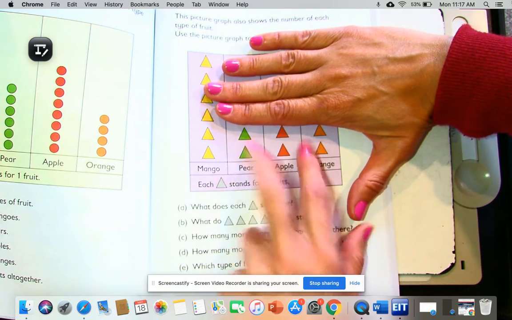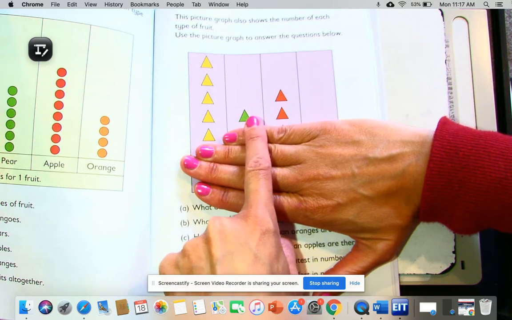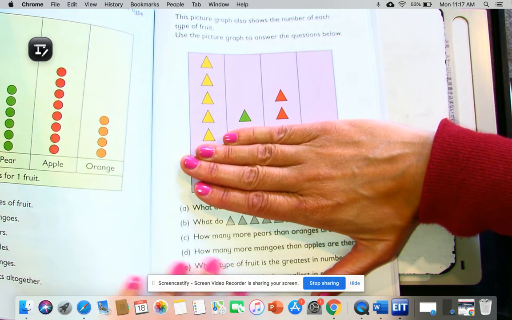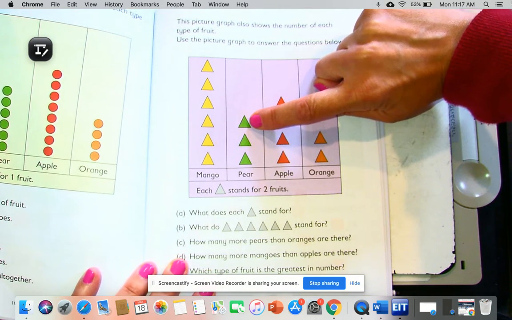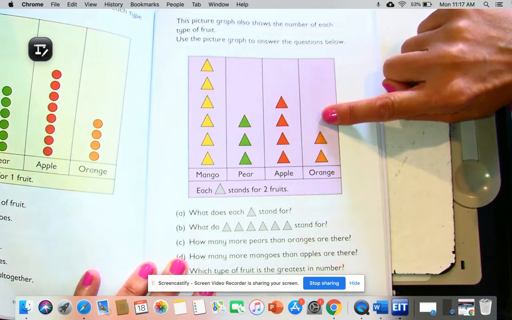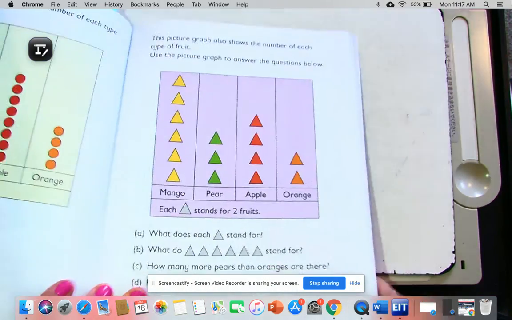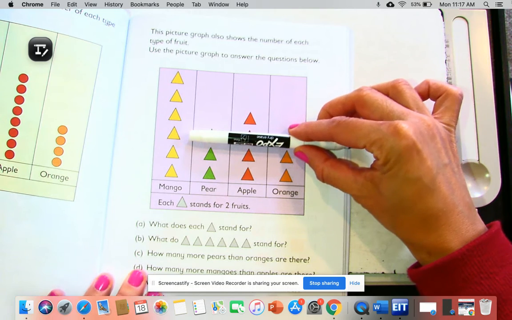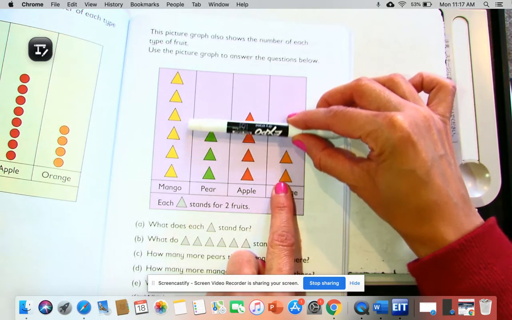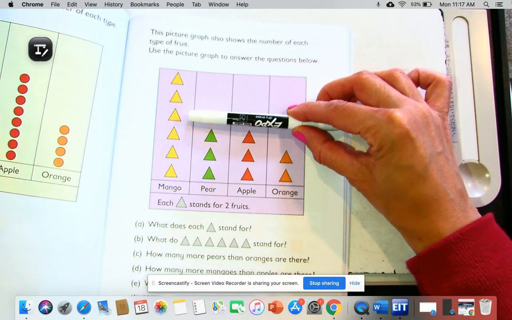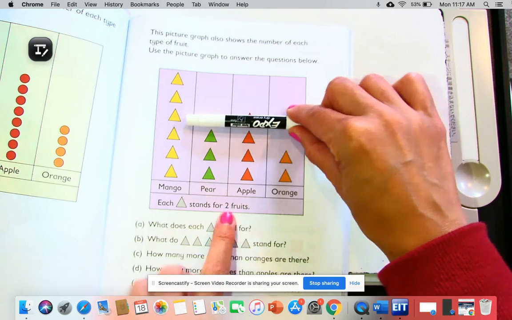And then we can block those out with our hands and see that there is 1 more triangle for pears. And we know that this triangle stands for 2 fruit. So there are 2 more pears than oranges. You could also use your pencil to line it up and say, well, here they're the same, right? 2, 2. And then after that, the pear is one more triangle, which stands for 2 more pears. We know each triangle is 2 fruit.